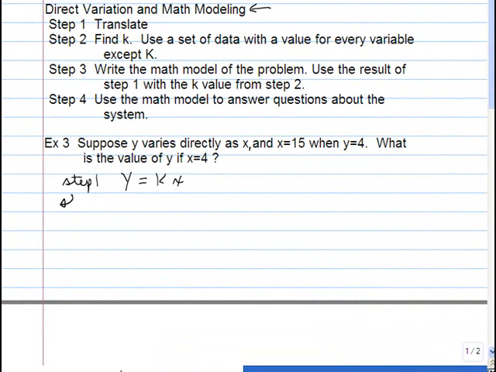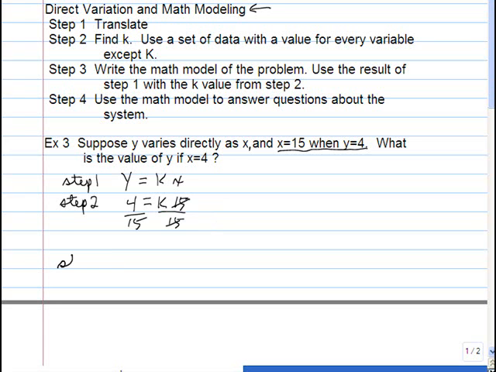Step 2 is find k. So I need a set of data that gives me a value of x and a value of y. And it says right here, x is 15 when y is 4. So I'll go ahead and put for y 4. For x I'll put 15. So if I divide both sides by 15, the 15's cancel on the right, and I get that k is 4/15.